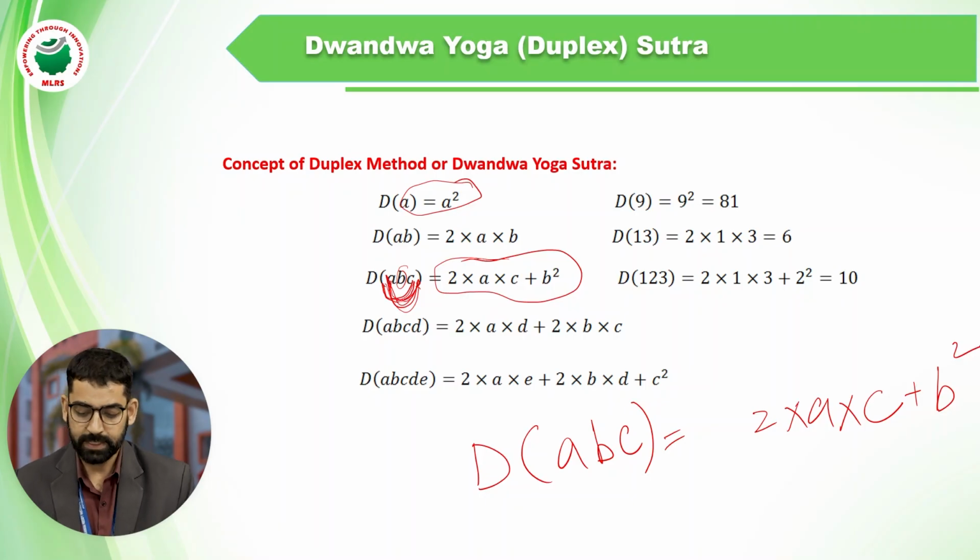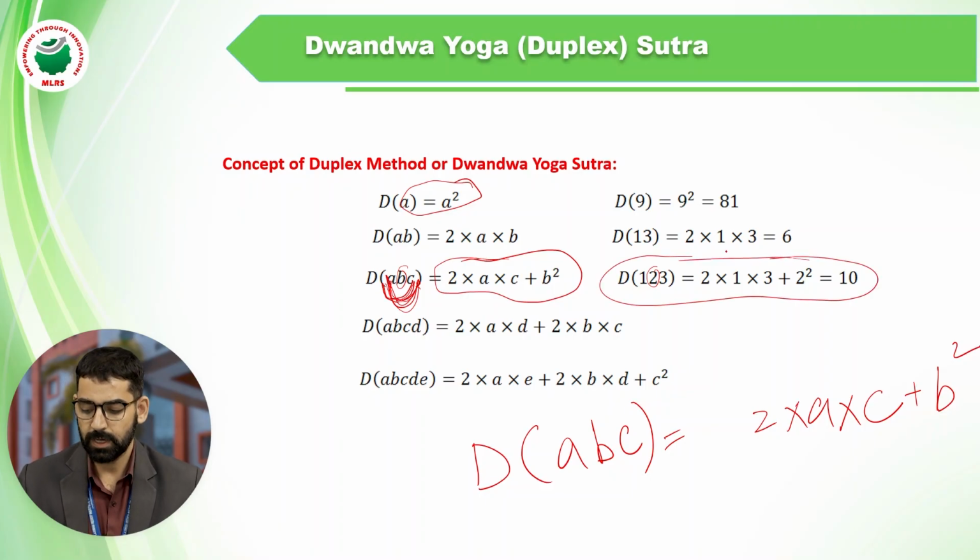We have given one example on that. 123 is a 3-digit number. We can calculate the duplex of this number by the formula as given here. 2 into the first digit, that is 1, into the third digit, that is 3, plus the middle digit, that is 2, squared. 2 square is 4, plus 2 into 3 is 6. 6 plus 4 equals 10. So the duplex of 123 is 10.